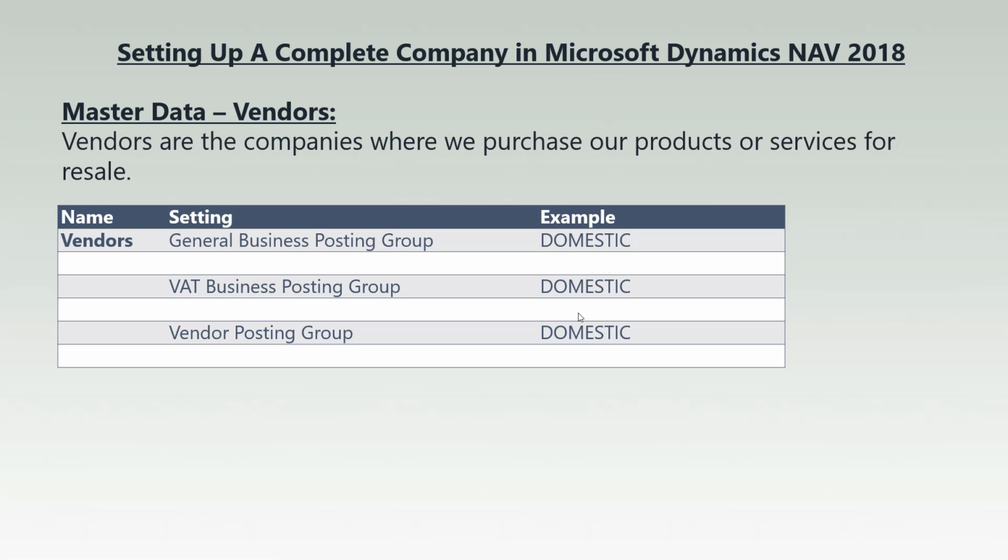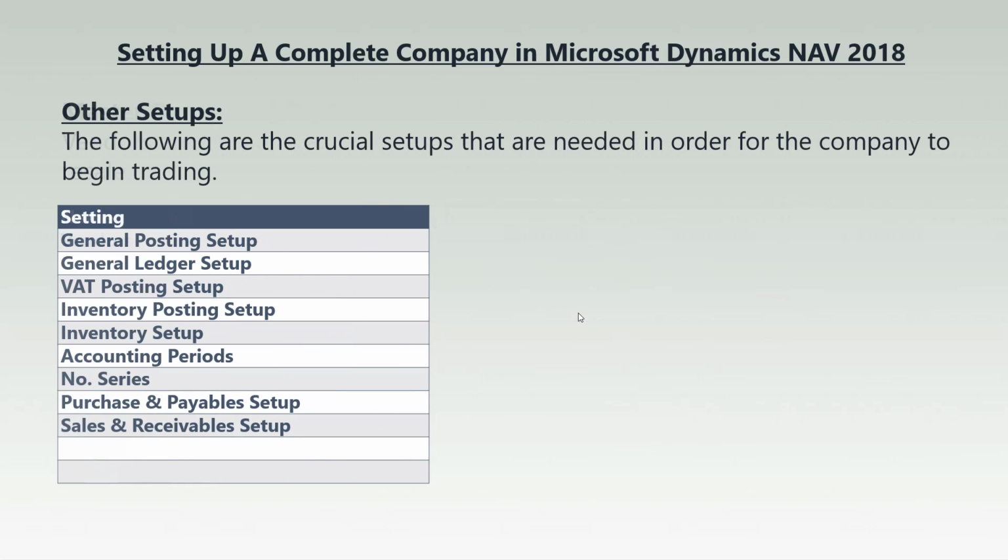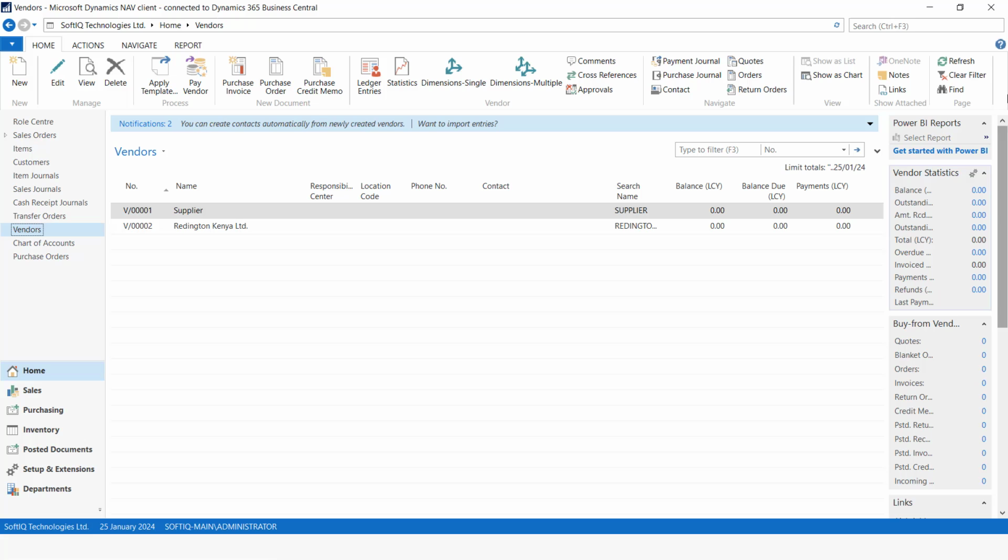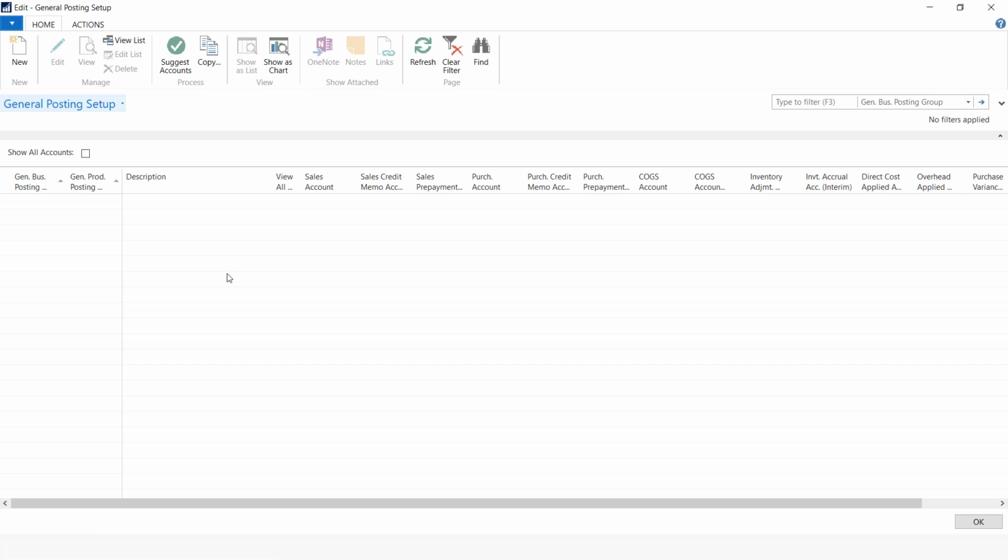Okay. Now, once you're done with that, there are a few more setups we need to set up. Say, for example, the general posting setup and the general ledger setup. So we are going to go straight to the general posting setup first. Now here we need to indicate which accounts will be hit when you sell, say, desktops.